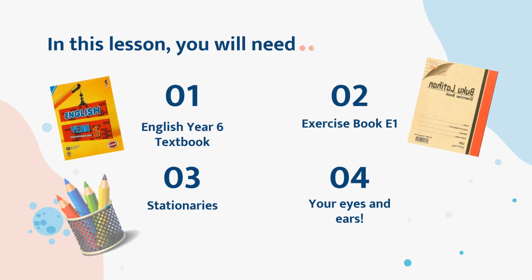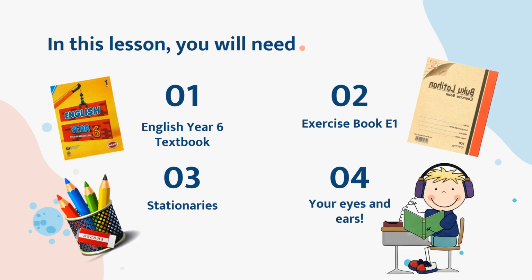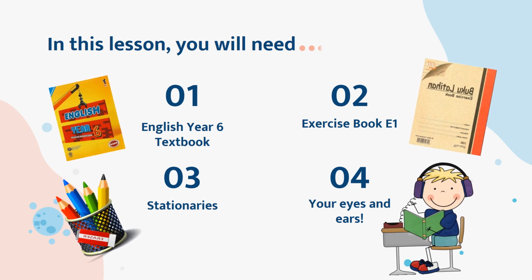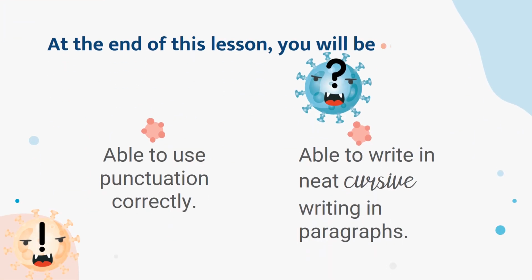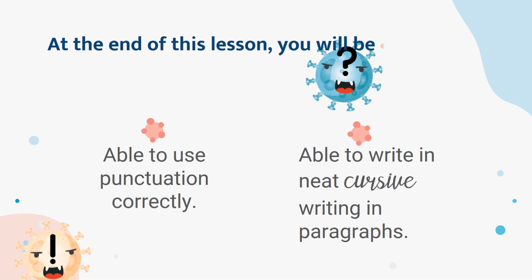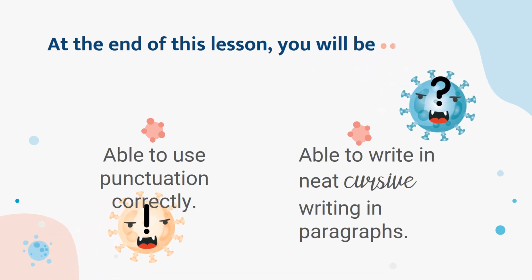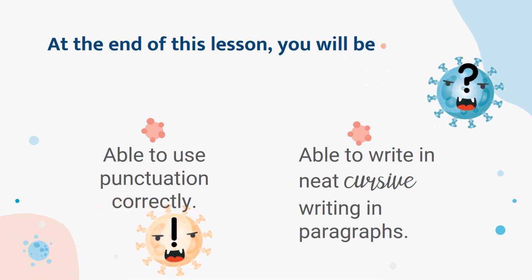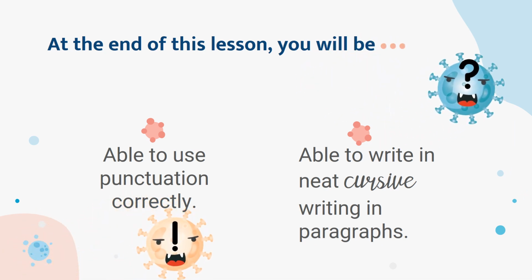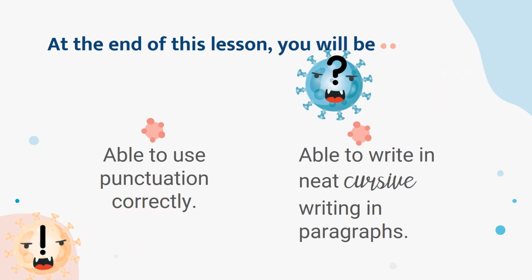Okay, class. So in this lesson, you will need an English Year 6 textbook, your exercise book, your stationeries, and your eyes and ears. As always, please pay attention until the end of this video, okay? So, at the end of this lesson, you will be able to use punctuation correctly and write in neat cursive writing in paragraphs. Okay?